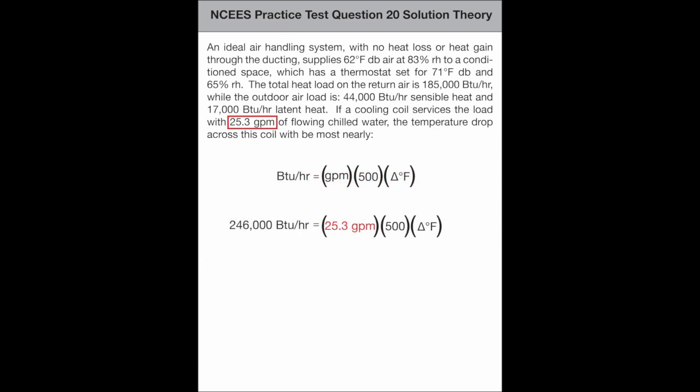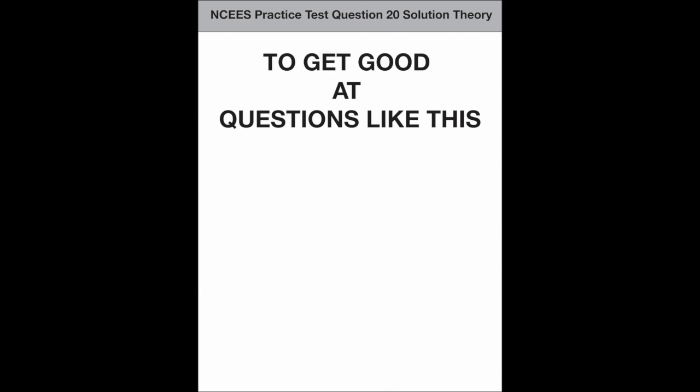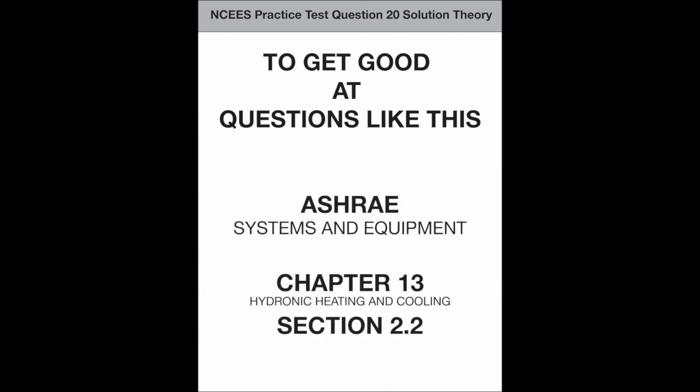The fluid flow is the chilled water and is given in the problem as 25.3 GPM. Now, algebraically solve for the delta T, which is roughly 19.5 degrees Fahrenheit. To get good at questions like this, study ASHRAE Systems and Equipment, Chapter 13, Hydronic Heating and Cooling, Section 2.2.